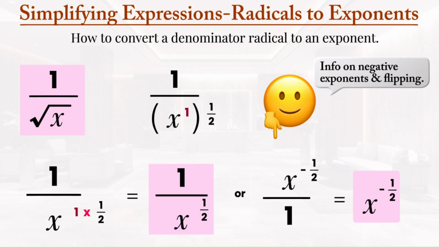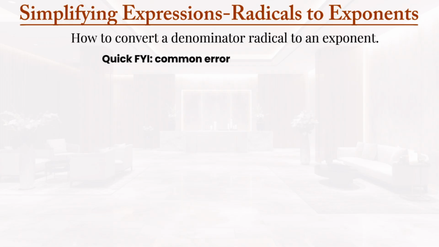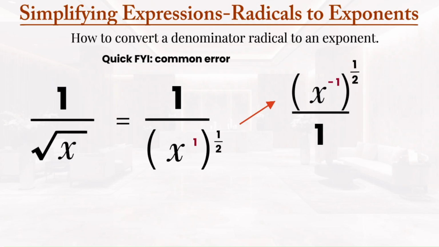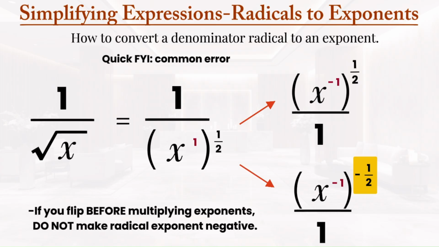Now, beware of a common mistake. Let's look at 1 over the square root of x again. When we place the subject x into brackets and give it the exponent 1 over 2, this is what we get. Flipping the numerator and denominator changes the exponent from positive to negative or vice versa. This might cause the mistake of making exponent 1 and exponent 1 over 2 both negative.